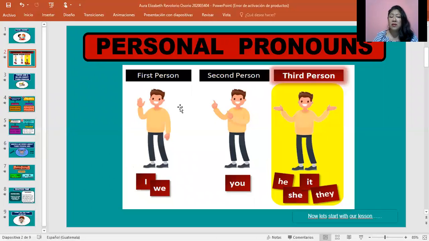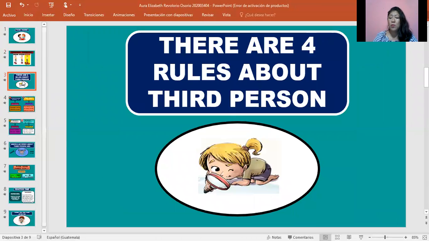Now we are going to study the third person, so we can use only he, she, it. Now let's start with our lesson. There are 4 rules about third persons.